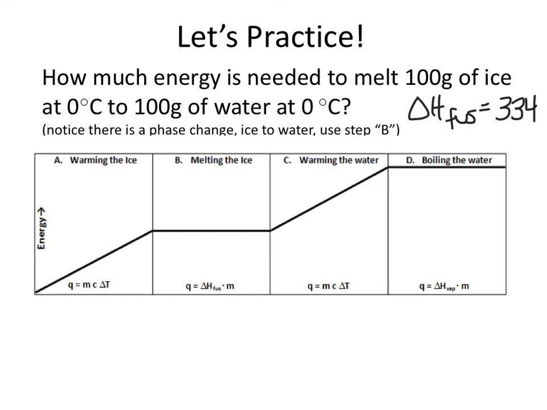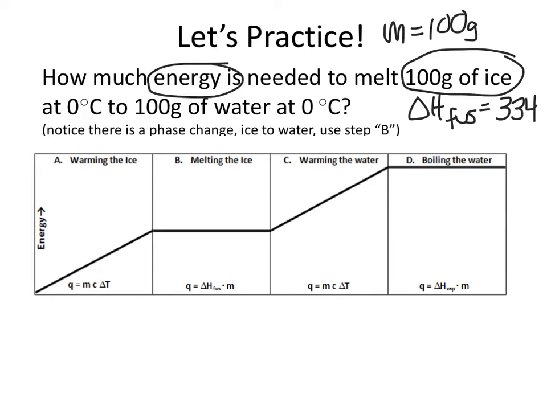All right, if we look at this next problem, it says how much energy is needed to melt 100 grams of ice. So right away, 100 grams of ice, which is 100 milliliters of ice, 100 grams is m. How much energy do I need? Energy is really my Q value. I need to solve for Q. And I'm going to melt that ice at 0 degrees Celsius. Of course, that's at 0. Ice always melts at 0 degrees Celsius.